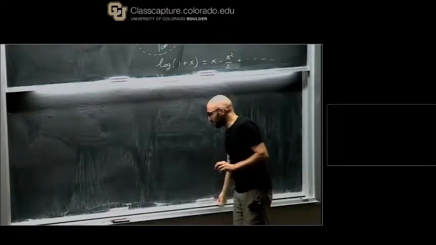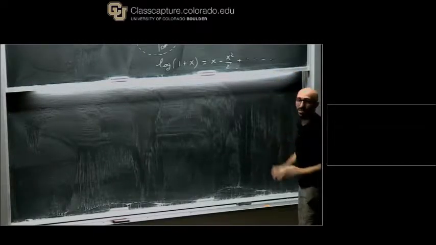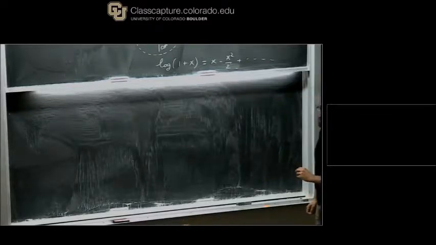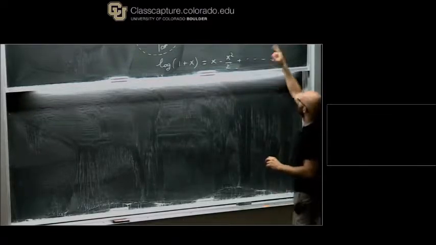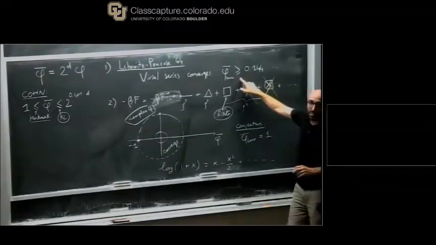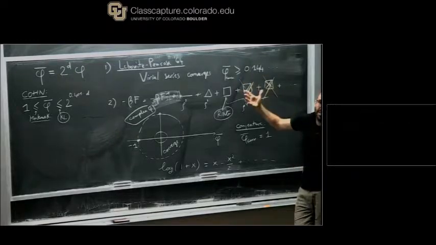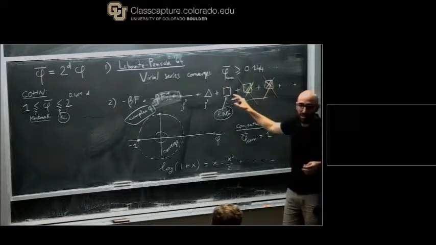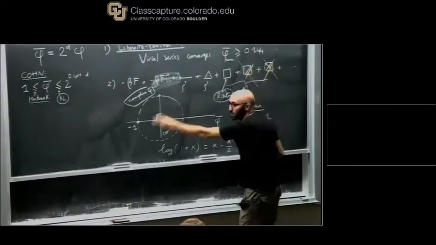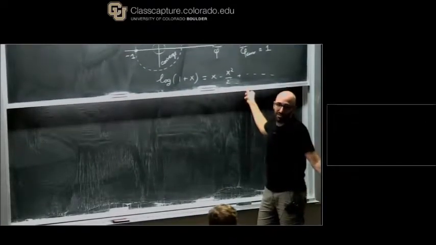So the result of Lebowitz and Penrose is that the series converges for at least this value. But it could be bigger. They can prove that it converges for this value. But what people think is that actually it converges in a bigger circle. So they just have a lower bound on the convergence radius.